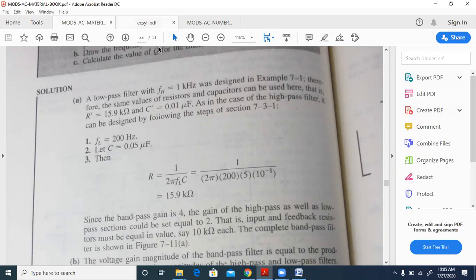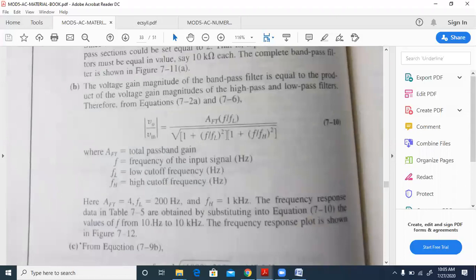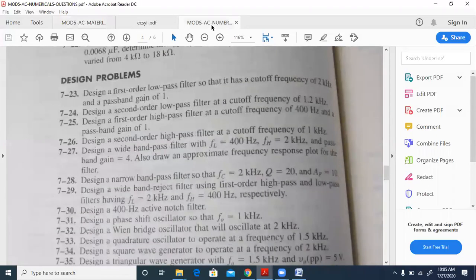However, the value of AF here for the second ordered filter, this is a second ordered filter which is given to us as a wide band filter. So AF is given as 4. Here also, I think, it is given as 4, right?